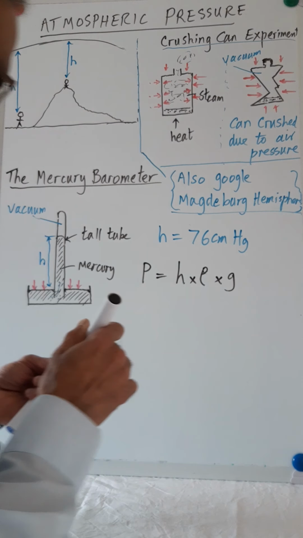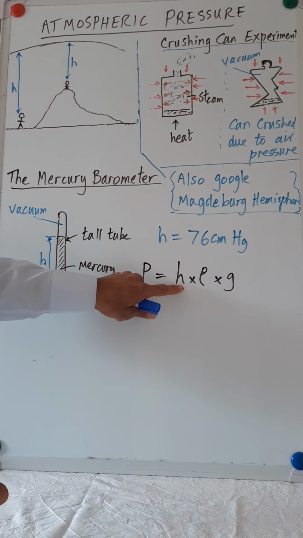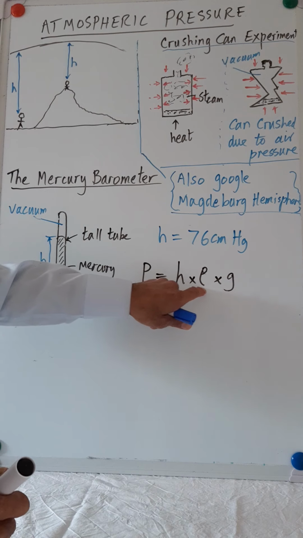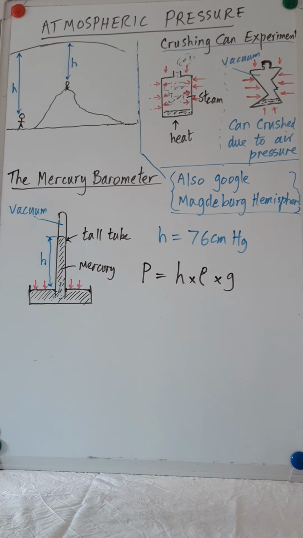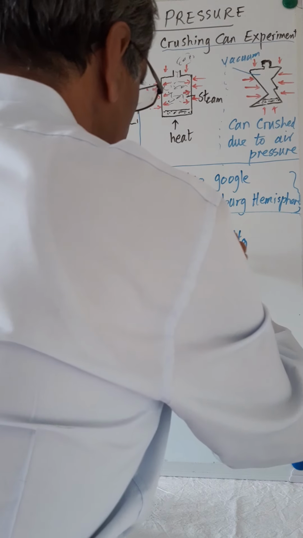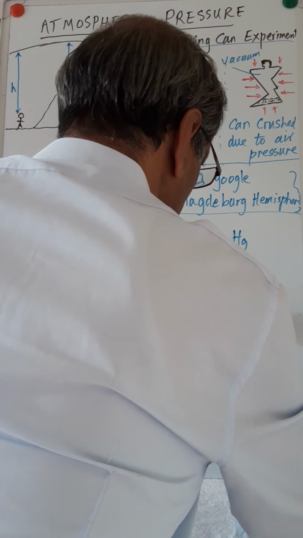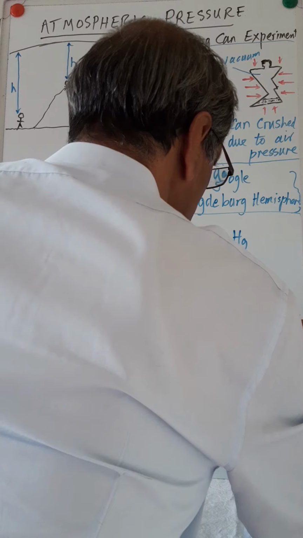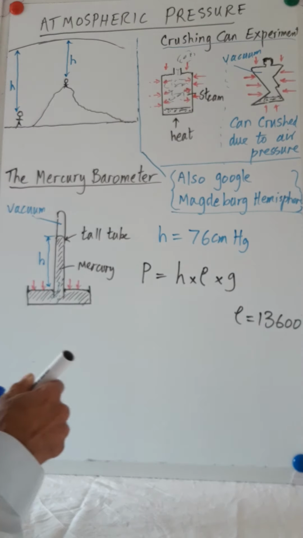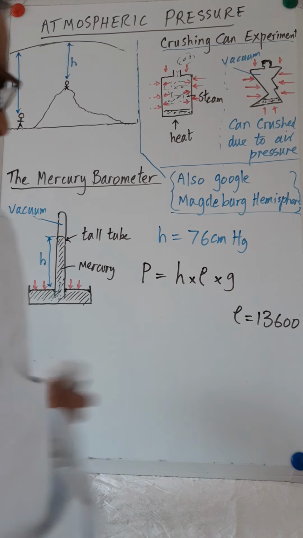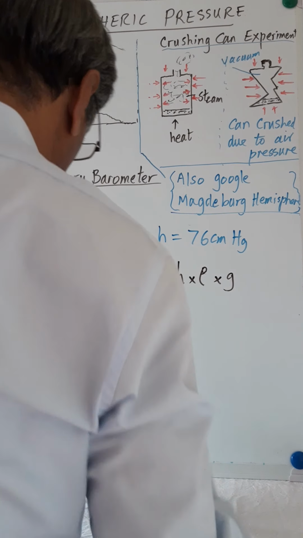H rho G. H is the height, rho is the density, and G is gravity. Now, for mercury, rho equals 13,600. Okay, let me write it over here.